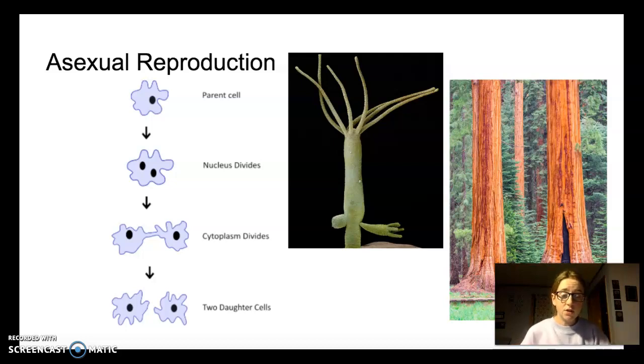Asexual reproduction can also occur in multicellular organisms. The first picture is a hydra, which reproduces asexually by a process called budding. The little bud is a cluster of genetically identical cells to the parent. Redwood trees that are found in the California forest can also reproduce asexually from a single parent tree. The trees become clones of the parent.